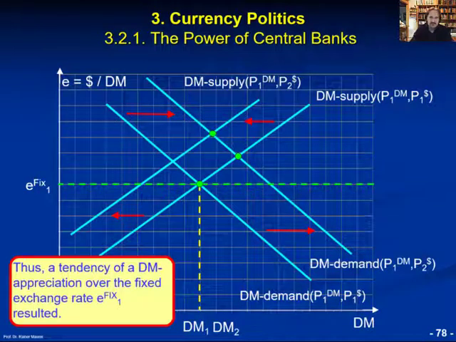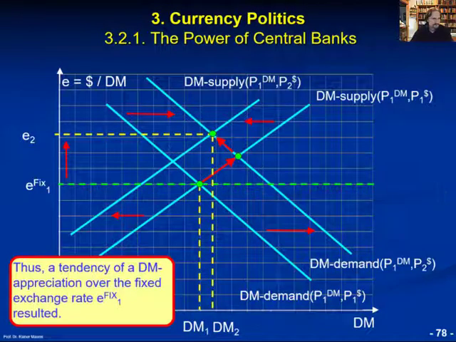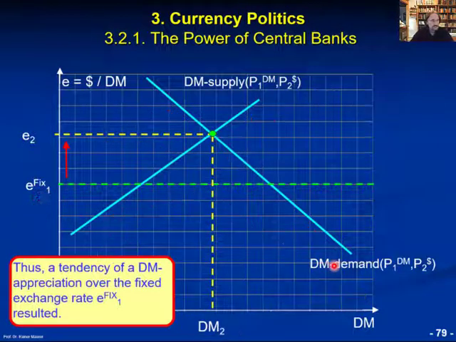Thus, a tendency of Deutsche Mark appreciation over the fixed exchange rate determined by the Bretton Woods Treaty resulted. This would be the new equilibrium exchange rate, which in this situation is above the fixed exchange rate. So, given the higher inflation rate in the United States, a tendency of an appreciation of the Deutsche Mark and a depreciation of the US dollar resulted.